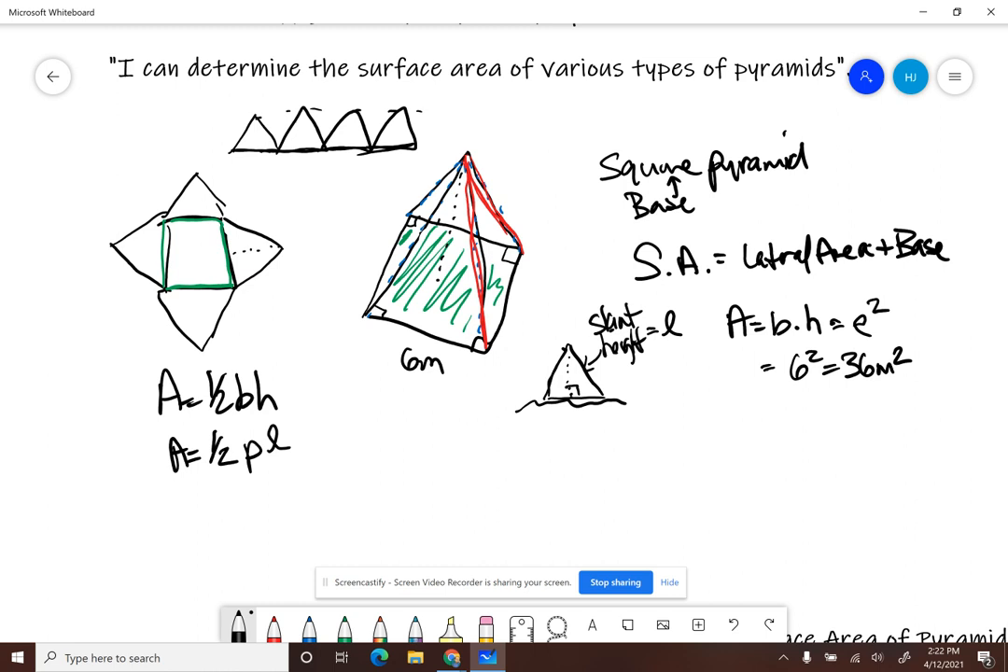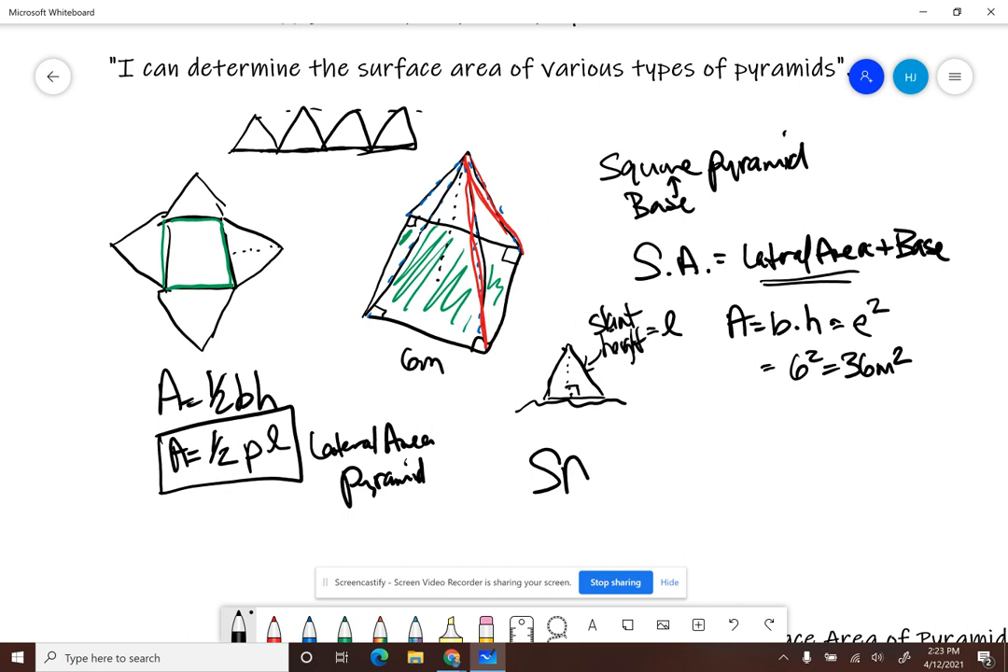So when we're talking about the lateral area of a pyramid, then this is what we need to use. So let's go over this again real quick. We have a surface area of a pyramid is going to equal 1/2 P L, which again is our lateral area, plus our base, whatever kind of base that it is.